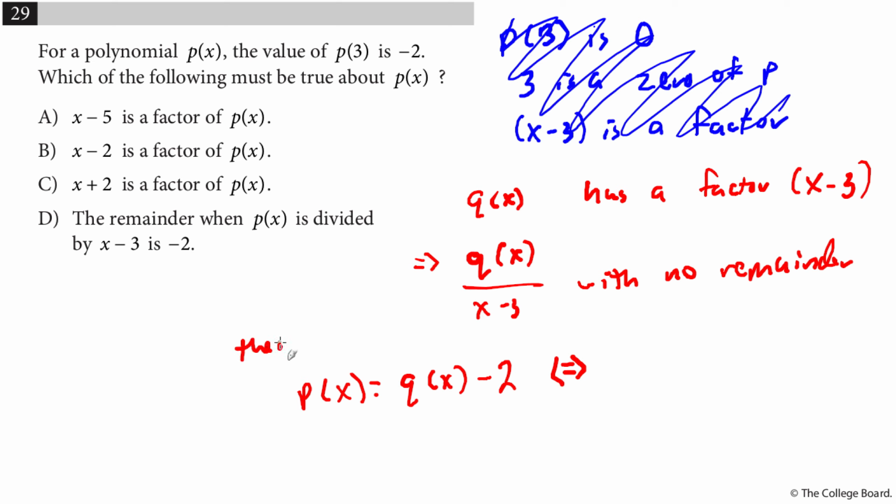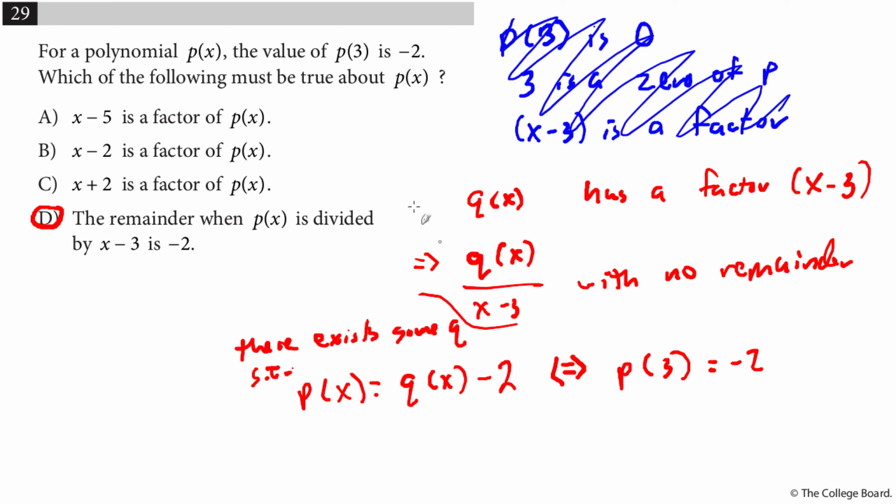I'll write there exists some q, where q is a factor of x minus 3, such that this is the case. Because I know that I want this remainder of negative 2, and this divides equally. And so that would mean that p of 3 equals negative 2, because q of 3 will be 0, I'd be left with negative 2. So there's a lot of stuff going on here.